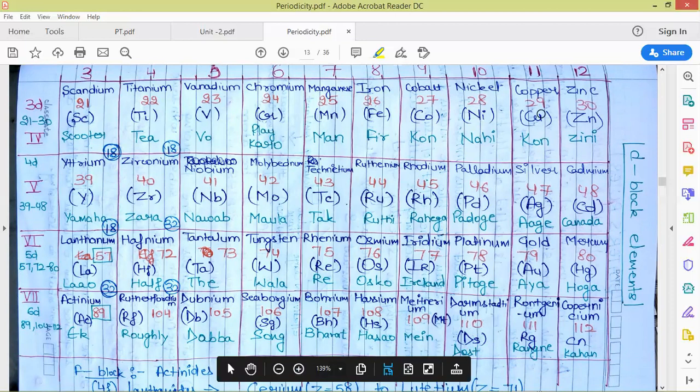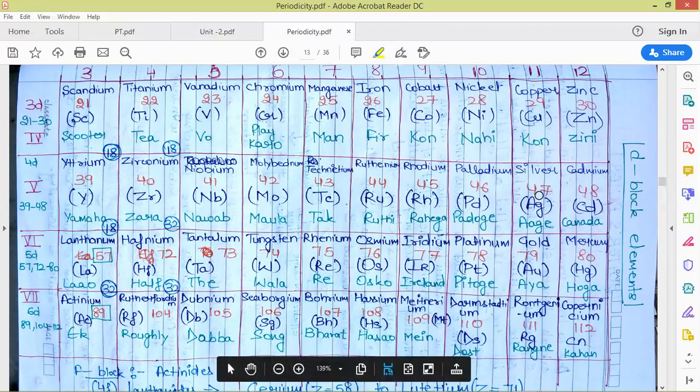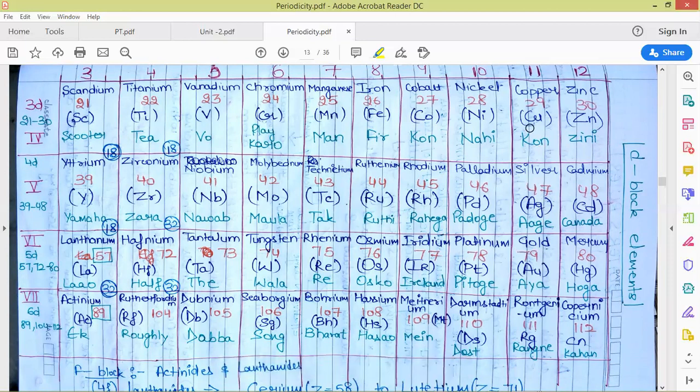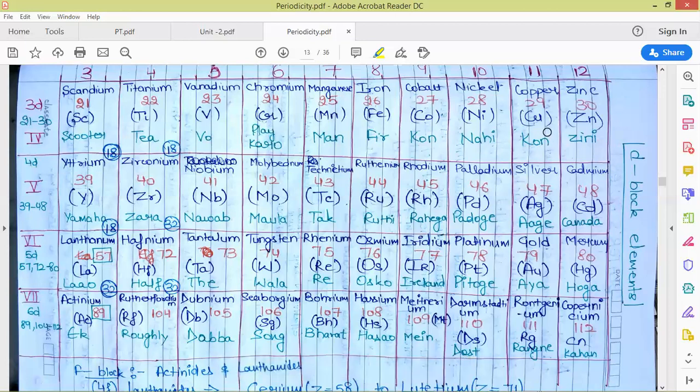Next we have group 11, which has copper, silver, gold, and roentgenium. Silver has another name, that is argentum, and gold is aurum. So for copper it is Kon, Aage, Aya, Rangne. So this is how we celebrate Holi. This mnemonics is based upon our Holi celebration. So it says Kon, Aage, Aya, Rangne. So someone has put color on someone, and he wants to know who has colored him. So he is saying Kon, Aage, Aya, Rangne.